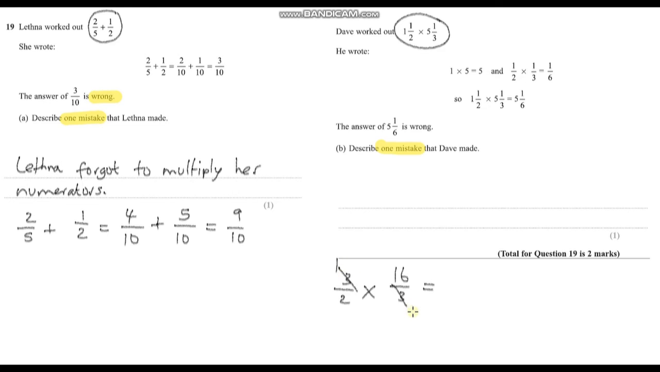So they will just become 1s. And 16 divided by 2 is 8. So that will become an 8 and that will become a 1. So 1 times 8 is 8. 1 times 1 is 1. So our answer is just 8.